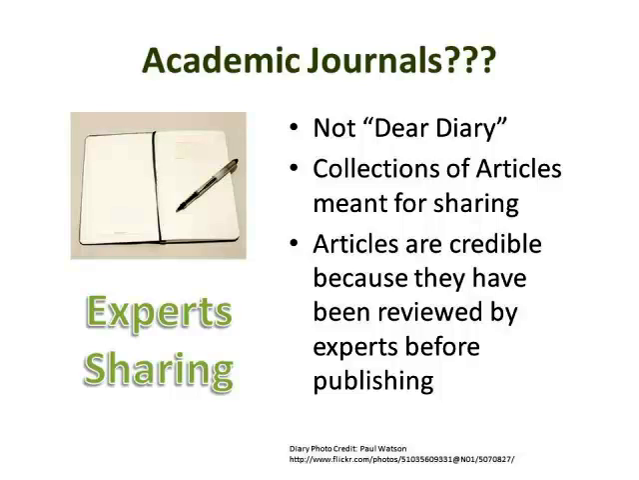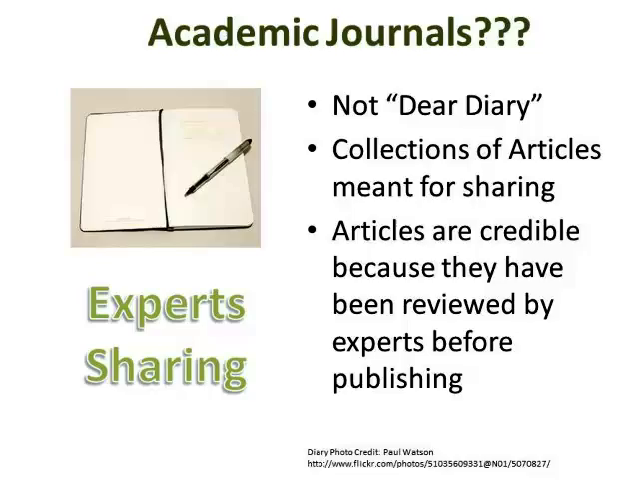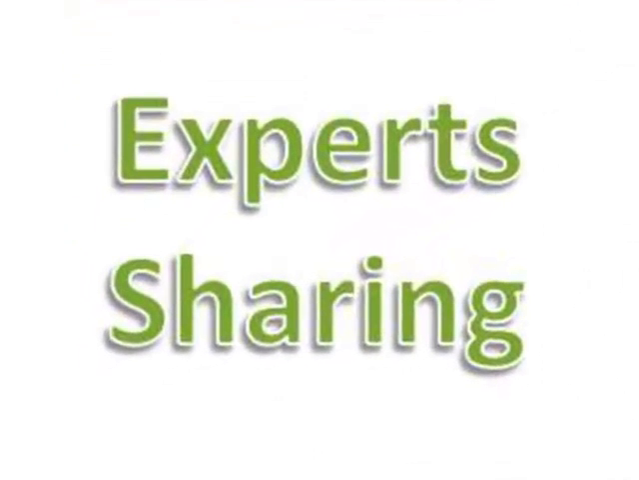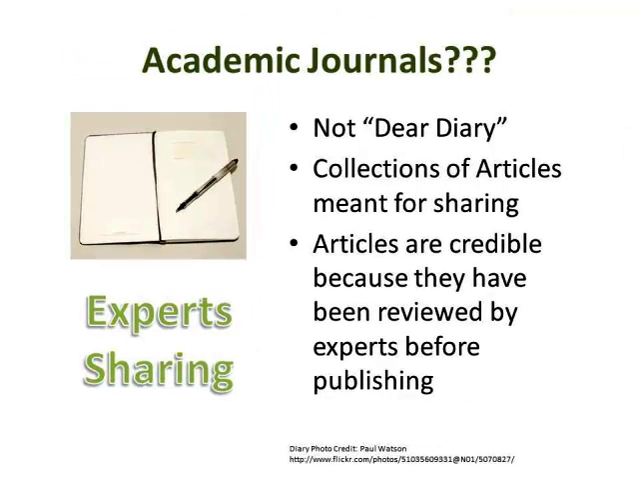Academic journals aren't like Dear Diary type journals. Academic journals are just a collection of articles written on a specific topic. Unlike your diaries, which are meant to be private, academic journals are for sharing. Experts do research and write articles to share information with other experts. And to make sure they are sharing credible information, the articles are reviewed by experts on that topic before they are published. This is what makes the articles scholarly or peer-reviewed.